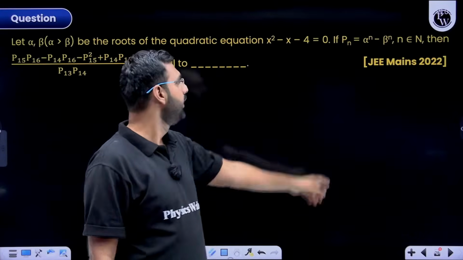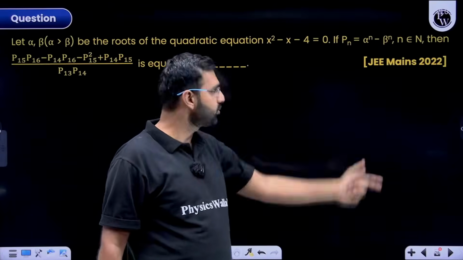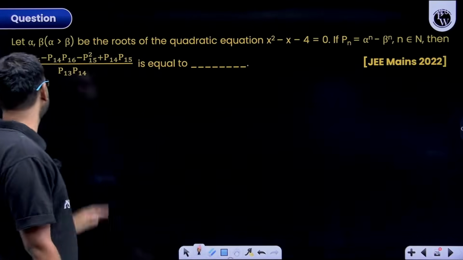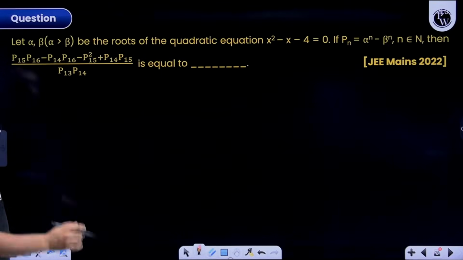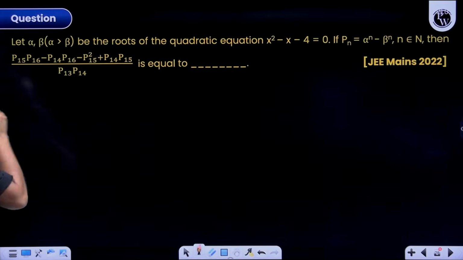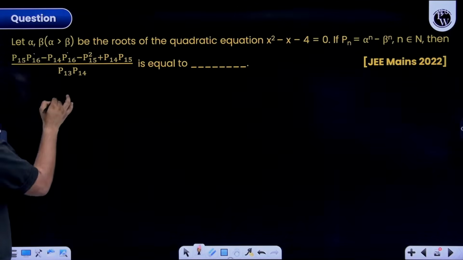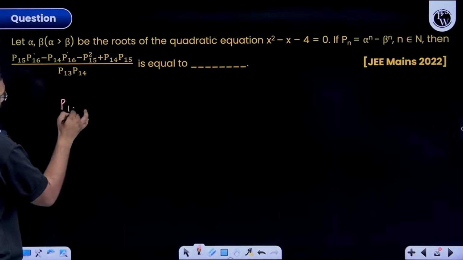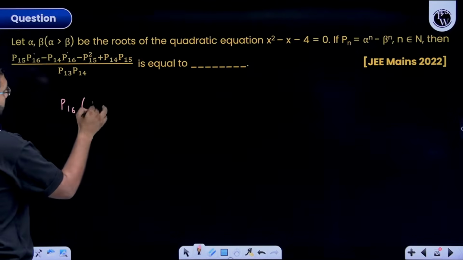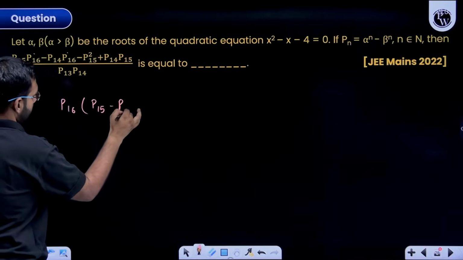Now you have to remember, instead of Sn, this is Pn, which is fine. N is a natural number, then this is what they are asking you. Let me simplify this. What do I mean by simplification? If I take P16 common, do you not think when you take P16 common in the numerator, you will be left with P15 minus P14?